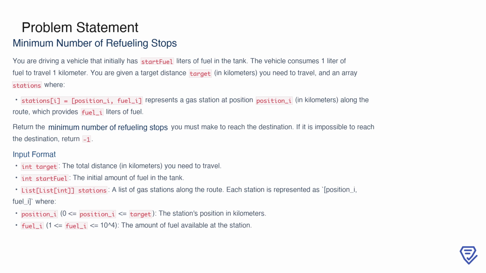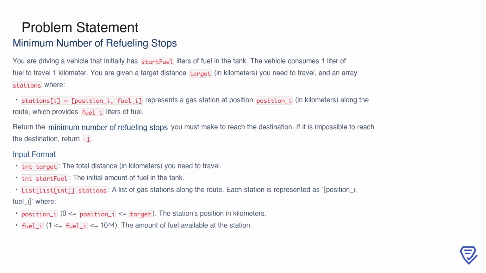In this problem, you are driving a vehicle that starts with a certain amount of fuel in the tank, represented by the variable start fuel. The vehicle consumes 1 liter of fuel to travel 1 kilometer. Your goal is to reach a destination that is target kilometers away. Along the way, there might be gas stations where you can refuel.